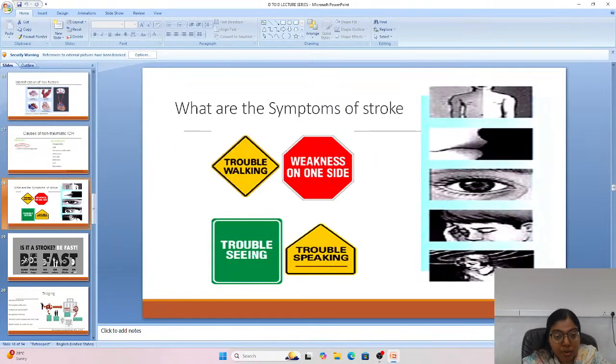So what are the symptoms of stroke? We need to identify the stroke. First, it can present as trouble walking. All of a sudden the patient will have difficulty in walking. Then trouble seeing. All of a sudden the patient will have vision loss. Then there may be weakness on one side of the body, and the patient may present with trouble speaking.